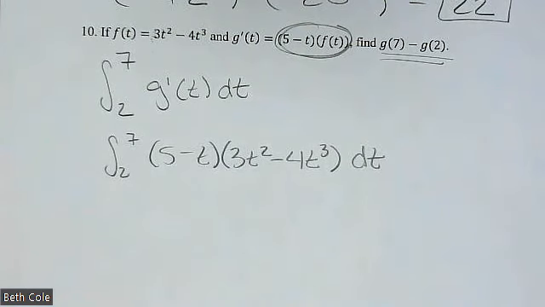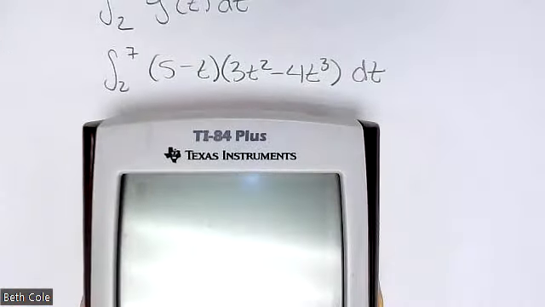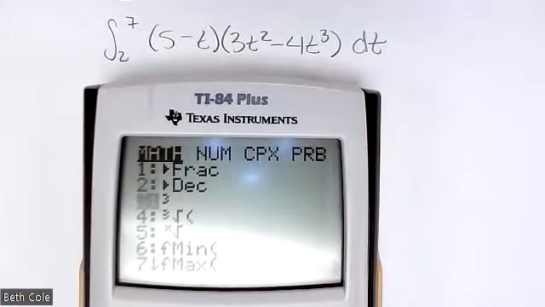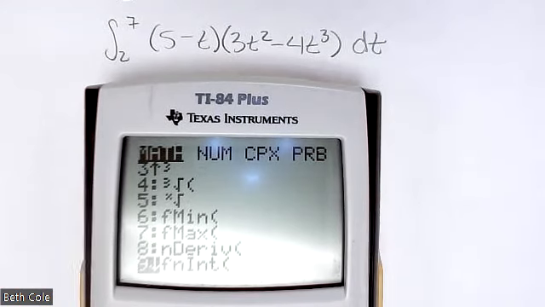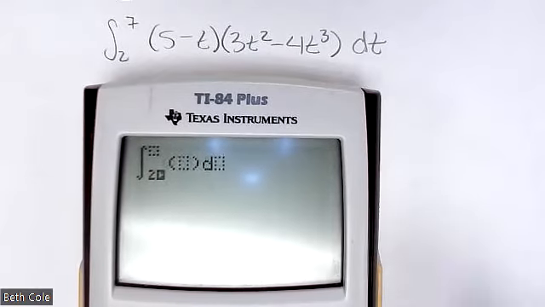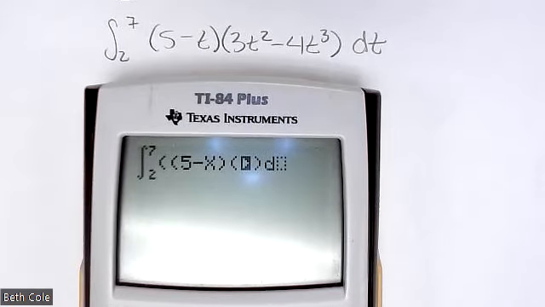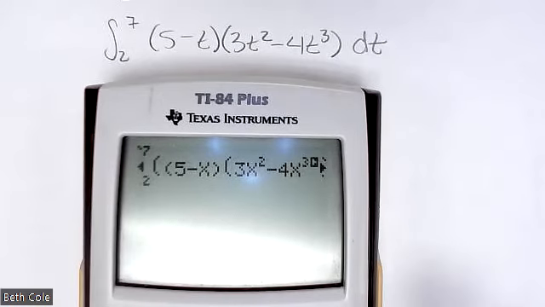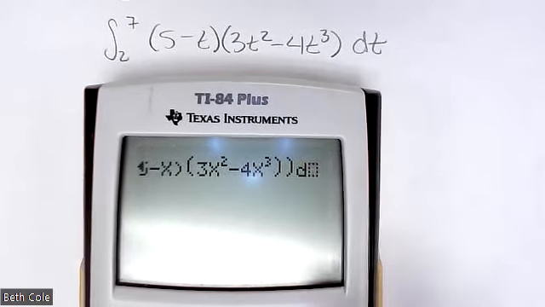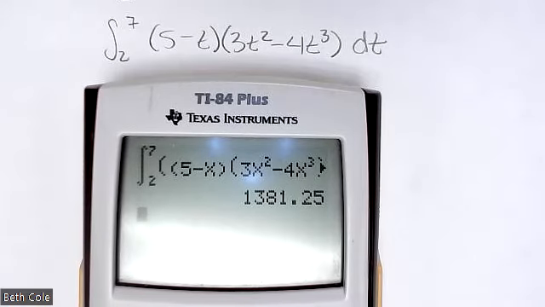This gives us an opportunity to remember how to type these in. Do you remember how to type an integral? Math 9. Yep, math 9. And if you don't remember that it's 9, look at it. 8 is derive, and then it says int, all right? So we're just going to type that in. Now, I know it says t, but I'm still going to type what? X. So parenthesis, 5 minus x, close parenthesis, new parenthesis, 3x squared minus 4x cubed, close parenthesis, dx. There's your answer.